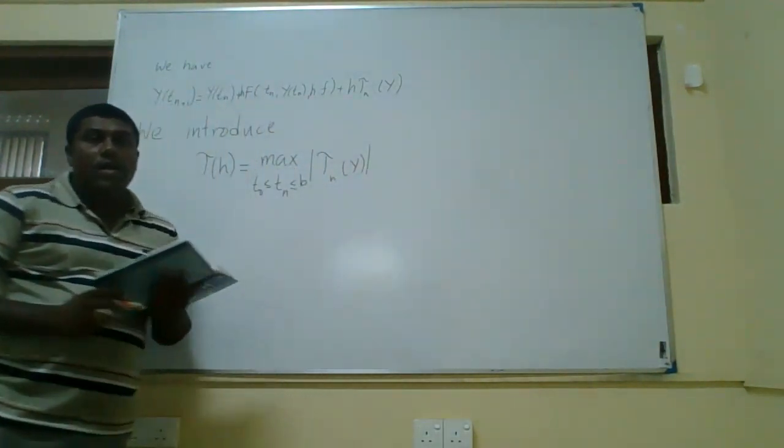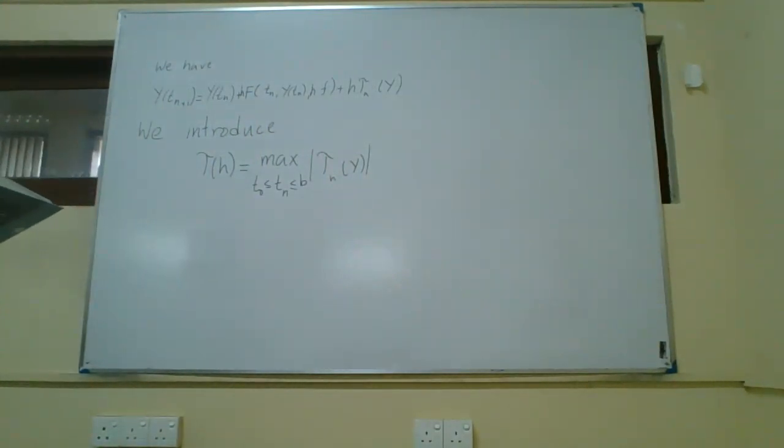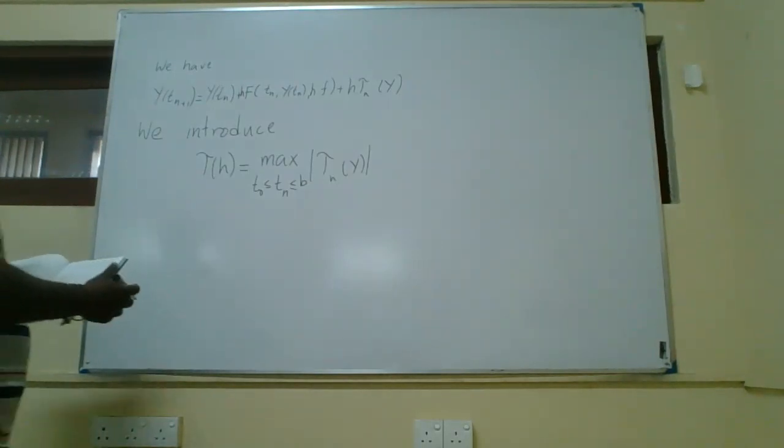Okay, so then what we did is we introduced this notation tau of h, right, which is the maximum among all the truncation errors over all t, right? So that is how we define the tau, right?